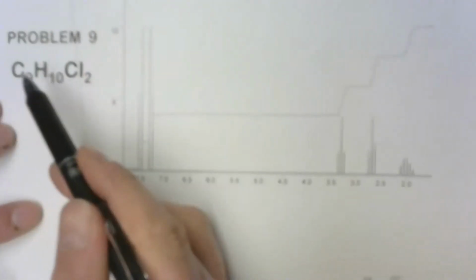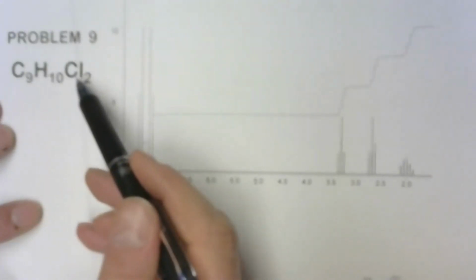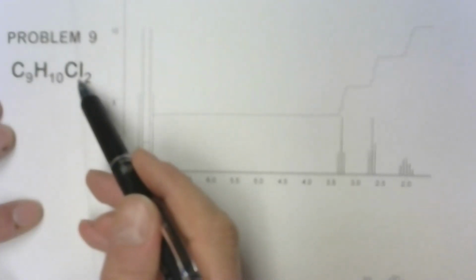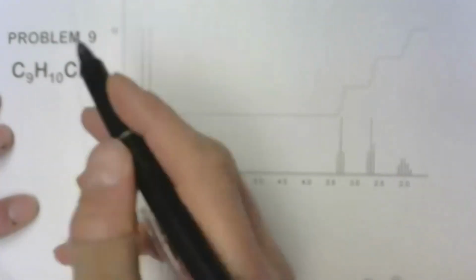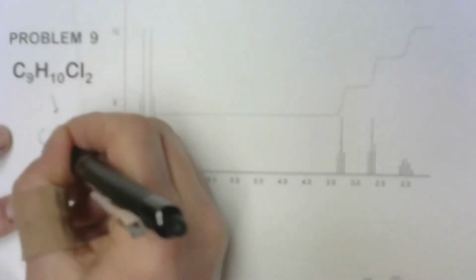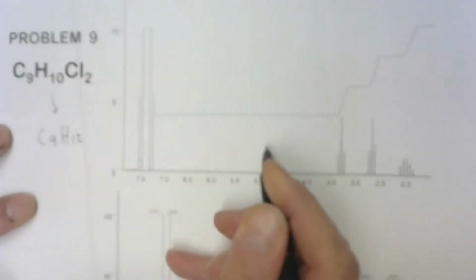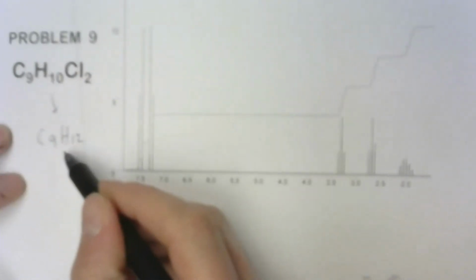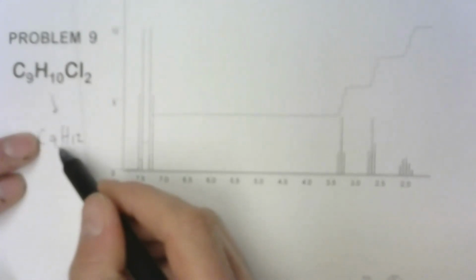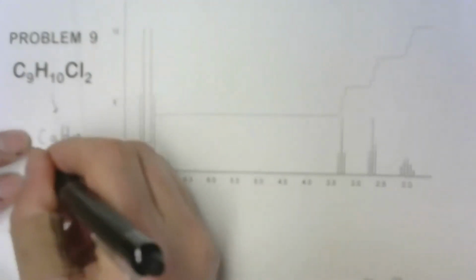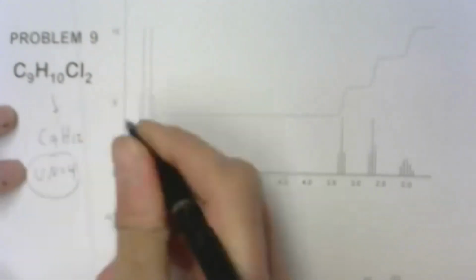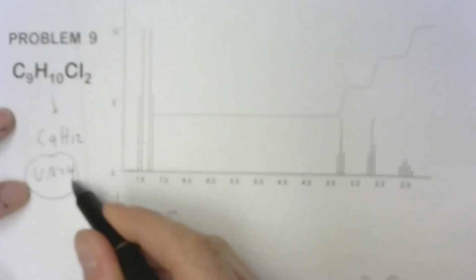Oh, the degrees of unsaturation. How do we do chlorines? We don't just ignore them. Chlorines have to be replaced with hydrogens. So we turn this into C9H12. Okay, so C9H12, 2 times 9 is 18, 19, 20. 20 minus 12 is 8, divided by 2 is 4.